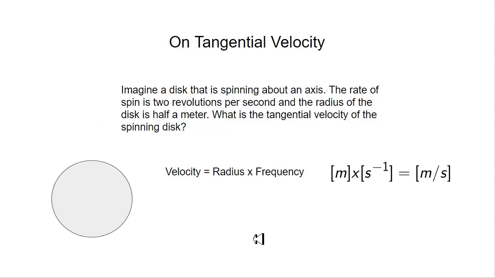So now it looks like we have all the information we need to solve the problem. You go back to the problem and you go, okay, the rate of spin is 2 revolutions per second, and the radius of the disk is 1/2 meter. So one might be inclined to plug 0.5 in for the radius and 2 in for the frequency and get 1 meter per second for your answer.